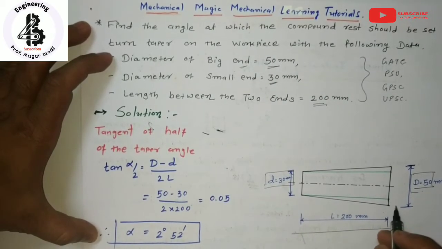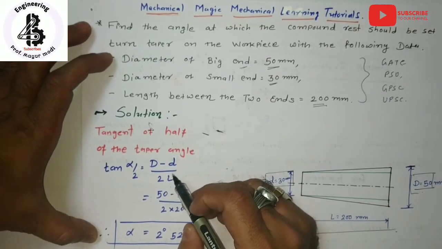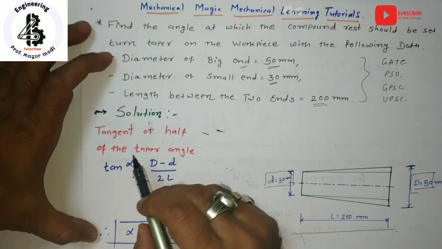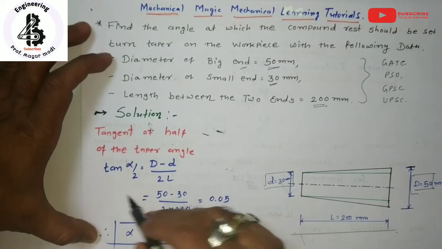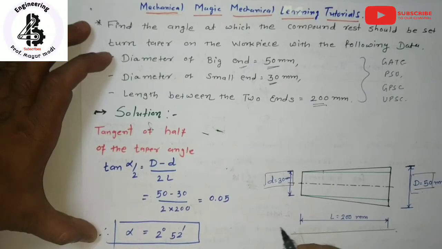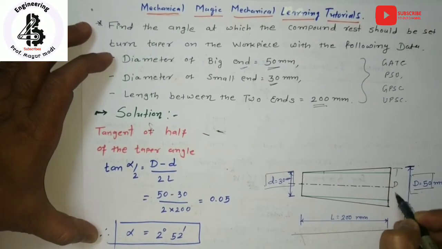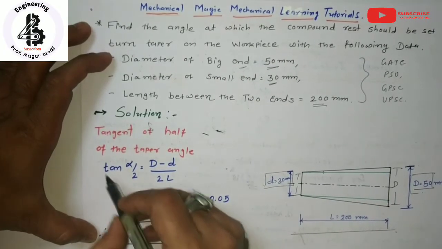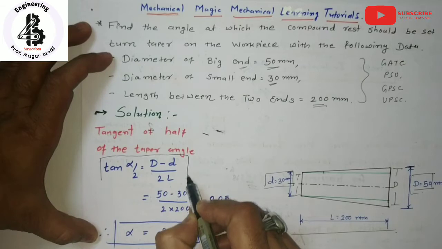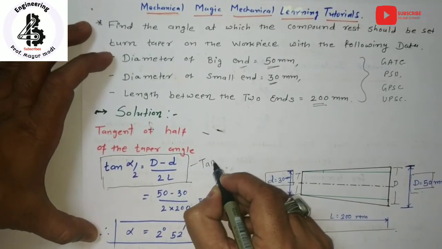will be 200 mm. Here is the simple theory, which is available in some of the books. The tangent of half of the taper angle, tan alpha by 2, is equal to capital D minus small d, divided by twice L. So this is the relation available to find the taper angle.